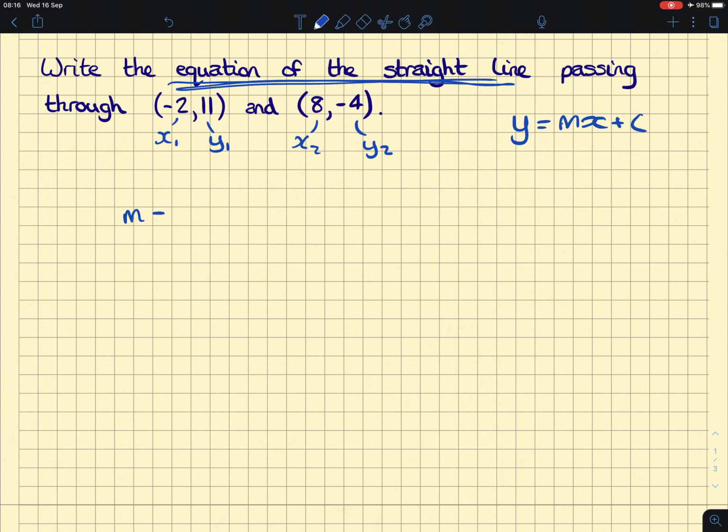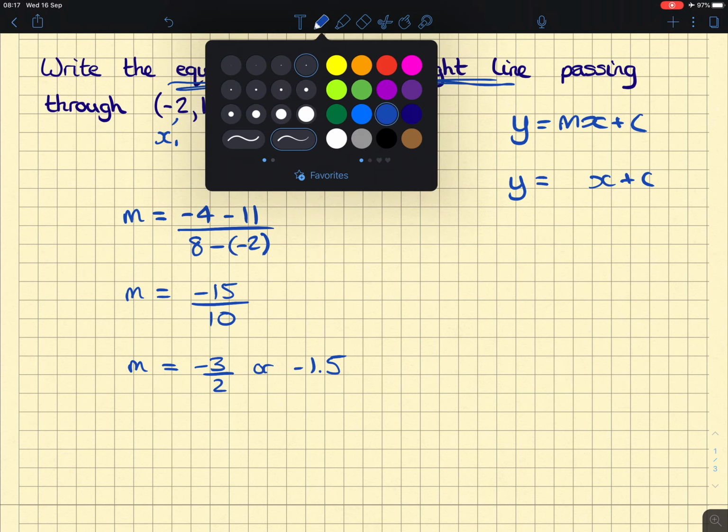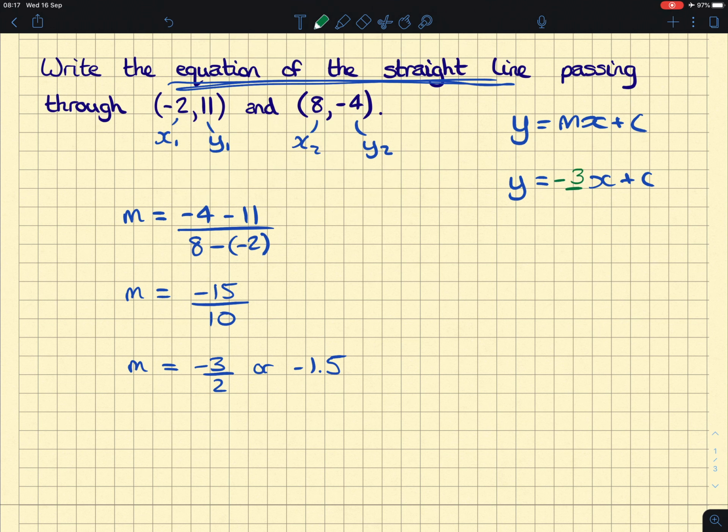So our gradient, y2 minus y1, that's going to be minus 4, take away 11, over x2 minus x1. Careful with the negatives. That's 8 subtract minus 2. Now when you simplify that, the top's going to become negative 15, the bottom's going to become 10, and then that's going to give you either negative 3 over 2 or negative 1.5, whichever you prefer. So that means that we now know part of our equation. We have y equals negative 3 over 2x or negative 1.5x plus c, whichever you prefer.